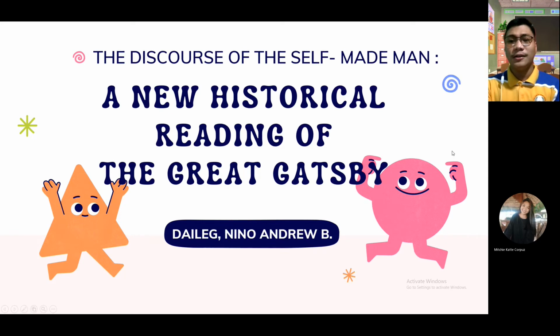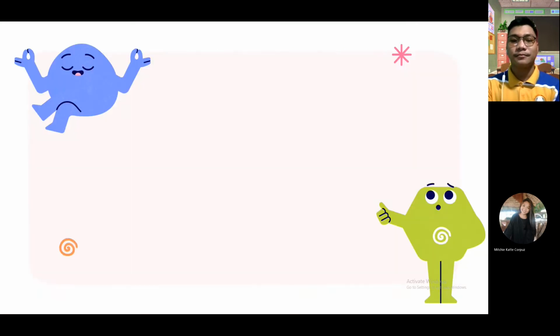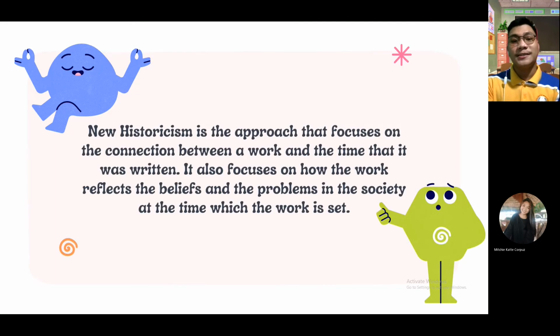For our topic today, we're going to view this novel of F. Scott Fitzgerald using new historicism. New historicism is the approach that focuses on the connection between a work and the time that it was written. It also focuses on how the work reflects the beliefs and the problems in the society at the time in which the work is set.